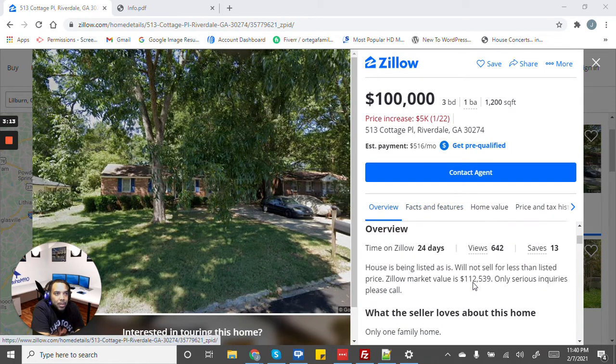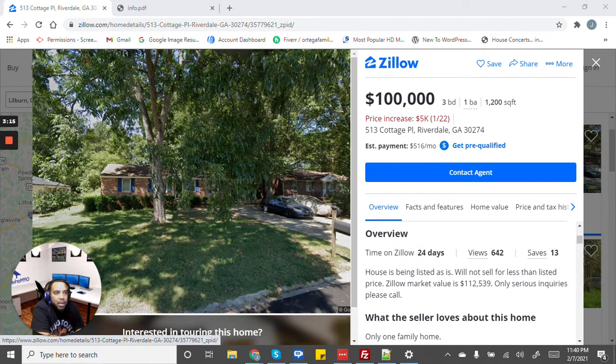Let's read this. That's another thing you need to look at, the description. This is how I know it's a seller, and it's also a great indicator of motivation. So: house is being sold as is, will not sell for less than listed price. Zillow market value is 112,000. That's hilarious. Only serious inquiries, please call.